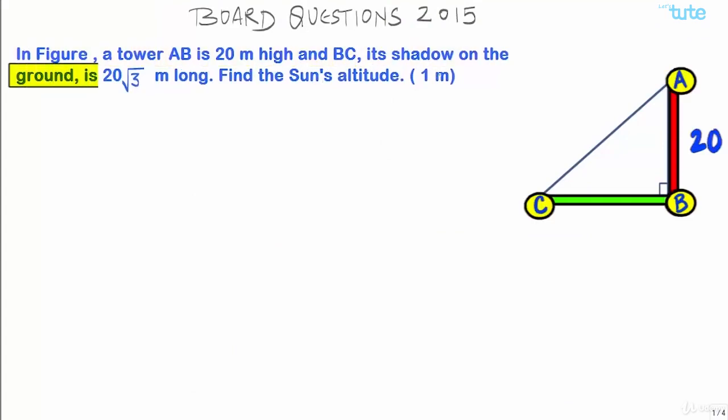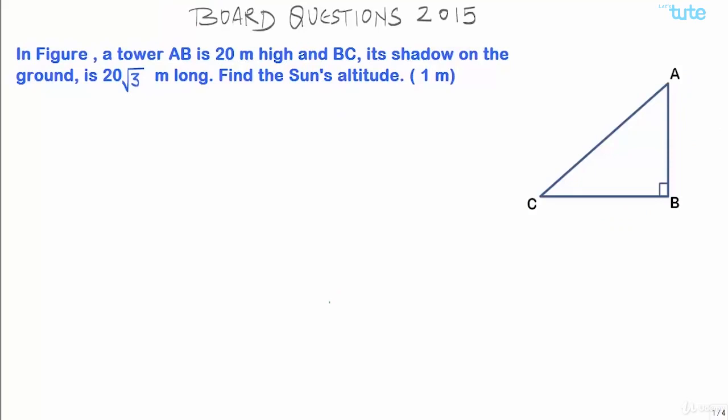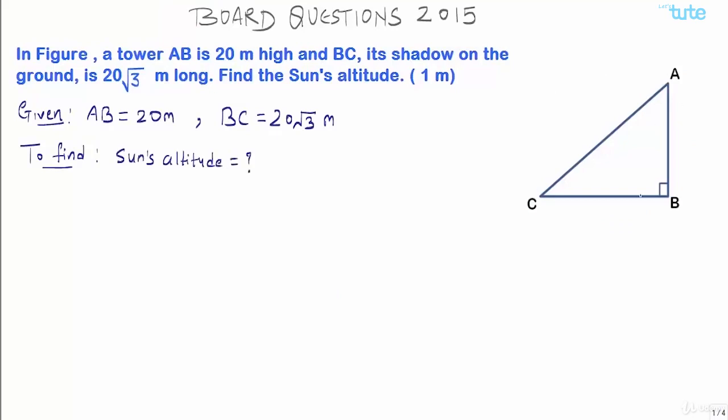So the question says that in the figure, a tower AB is 20 meters high and BC, its shadow on the ground, is 20√3 meters long. Find the sun's altitude. Let's first quickly write down the things which are given to us and the things that we need to find out.